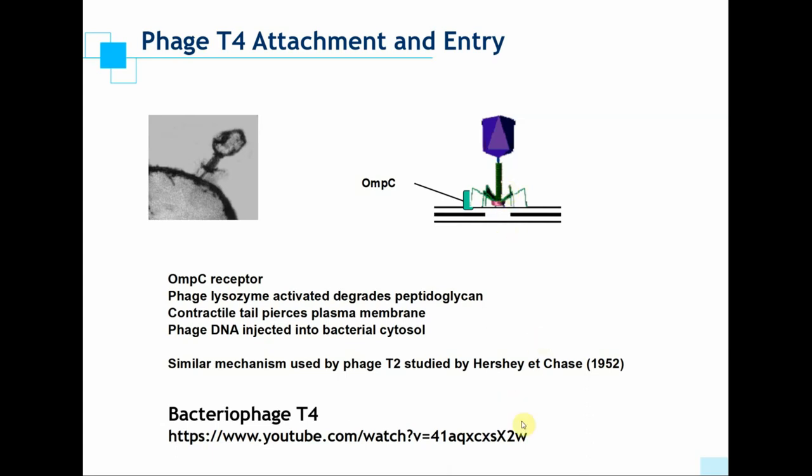So the phage punches a hole through the peptidoglycan, and then the tail contracts, and this will form a tube that crosses the plasma membrane. And then finally, the DNA of the phage is injected into the cytosol. So these are the steps for bacteriophage T4. Similar thing for all the T-even phages. Bacteriophage T2 was used by Hershey and Chase in their famous experiment to show that DNA and not protein was the genetic material. Of course, in this case, entry and decapsidation are happening at the same time.